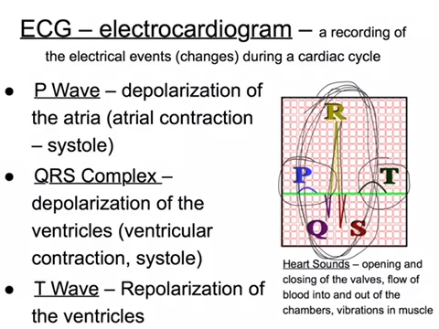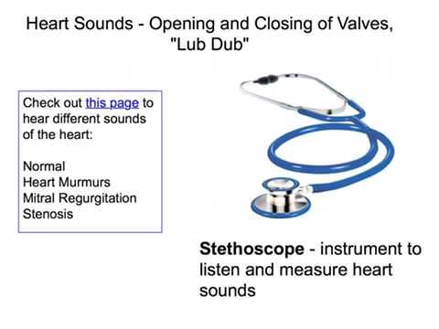Now, the sound that you hear, that lub-dub sound, is really the valves opening and closing. So the flow of blood into and out of the chambers, the vibrations in the muscle, all those things are what you're hearing, that lub-dub sound. Like I said before, it's the opening and closing of the valves. We use a stethoscope. That is the instrument that we use to listen to and measure the heart sounds.